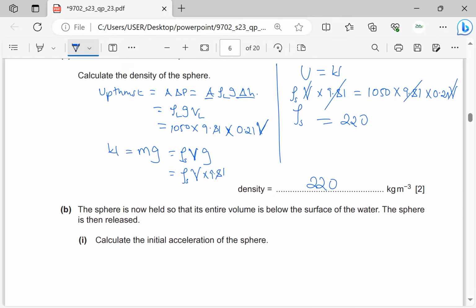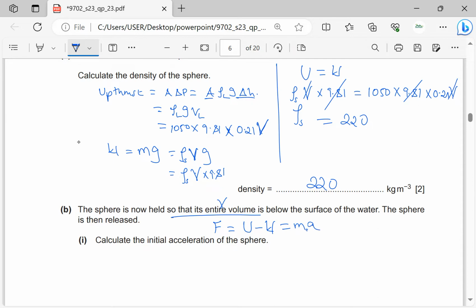The sphere is now held so that its entire volume, the whole volume V, is below the surface of the water. The sphere is then released, capturing the initial acceleration. So if it is now entirely in the water, if there's an acceleration, the resultant force acting is going to be the upthrust minus the weight. Because when it is held so that its entire volume is below the water, the upthrust increases. So it's the upthrust which causes the resultant force upward. So the resultant force is equal to upthrust minus weight. Resultant force is mass times acceleration.